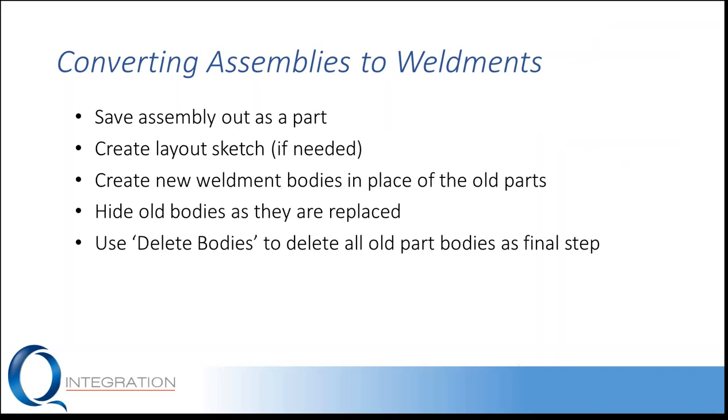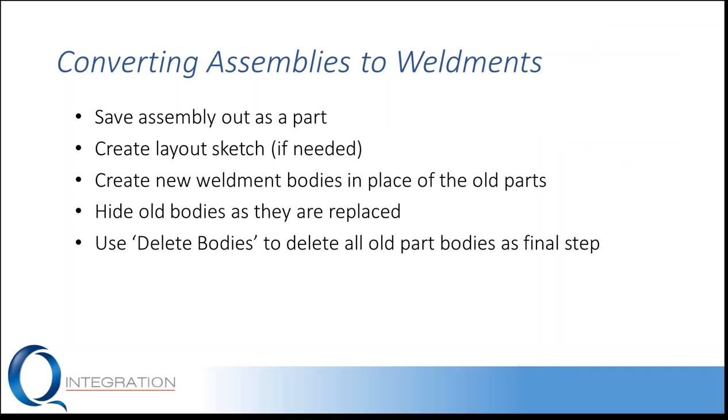So if I have an existing assembly and I want to make that a weldment, make it more efficient, we could take advantage of weldments with this assembly. Where do I begin? Do I have to start from scratch? And the answer to that question is no. We can convert our assemblies to weldments. It does take a little bit of work to do so, but we're not completely starting from scratch. And so here's the steps that we can take to do this.